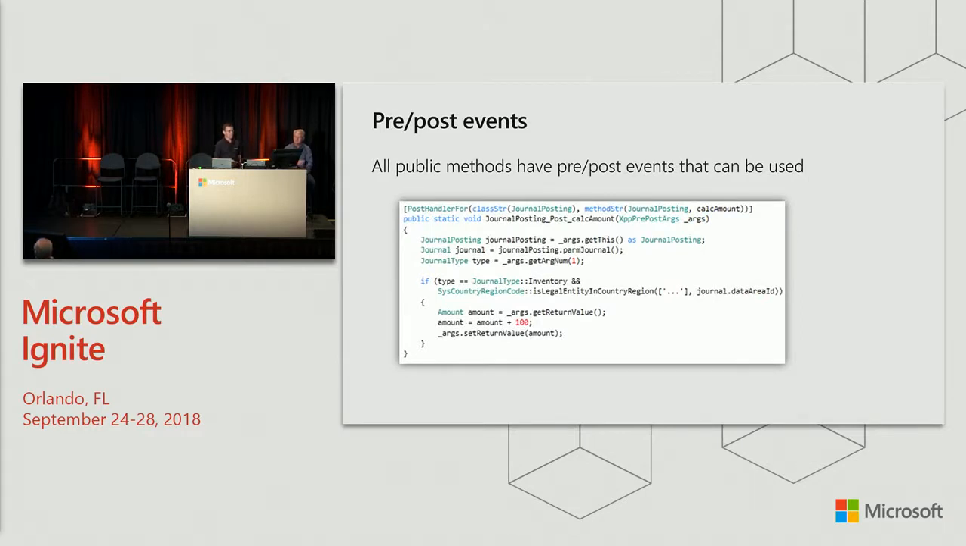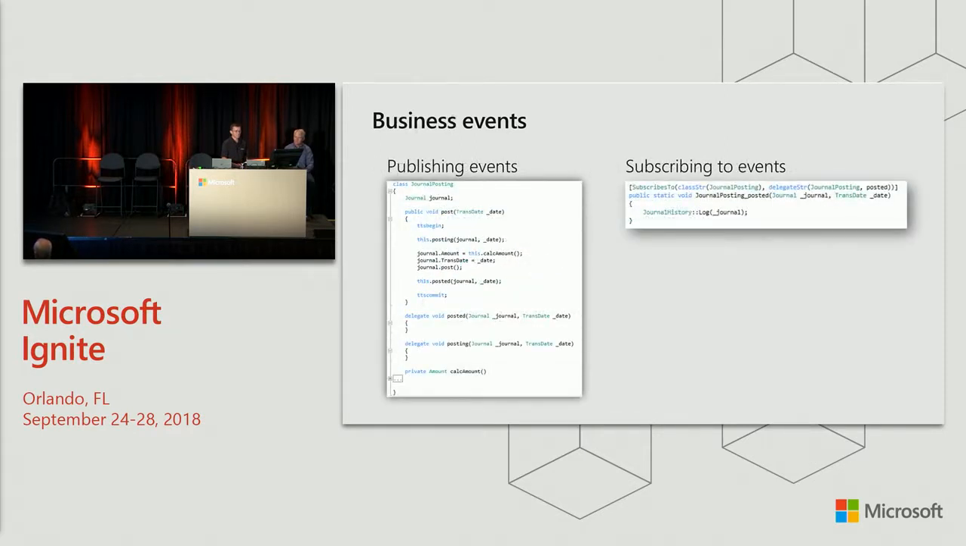So for pre and post events, all of the public methods have pre and post events, and you can take advantage of those. You can see here an example where journal posting, the calc amount method, is taking advantage of the post handler for that, and writing some code in response to that to look at the country region and add an amount to it as needed. For business events, you can add delegates into a class, and then you can have people subscribe to those delegates. You can see an example of that, someone subscribing to the posted event on journal posting to add some logging for journal history.